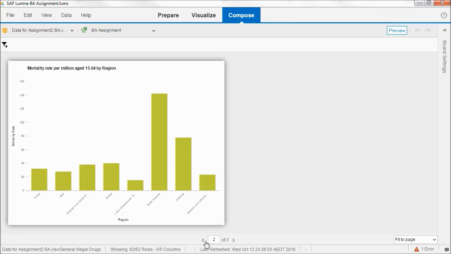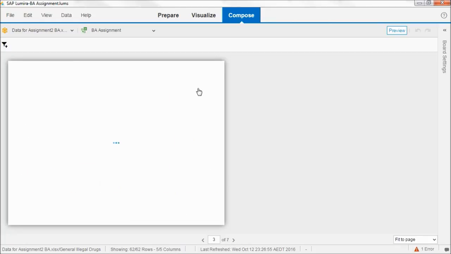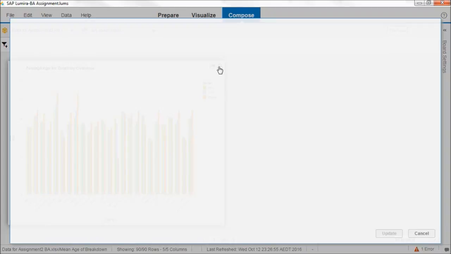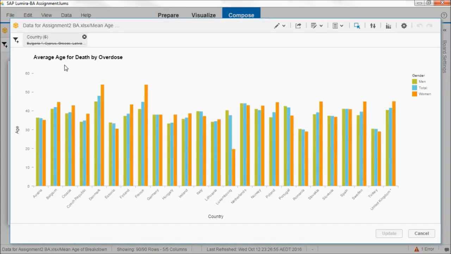Moving on to the next graph. This graph shows the average age for death due to overdose in various countries. Data from 25 countries were analyzed, and in 13 of them, women have an average age of death higher than men's, whereas in 11 countries, men have an average age of death higher than women's. In only one country, men and women have the same average age of death.